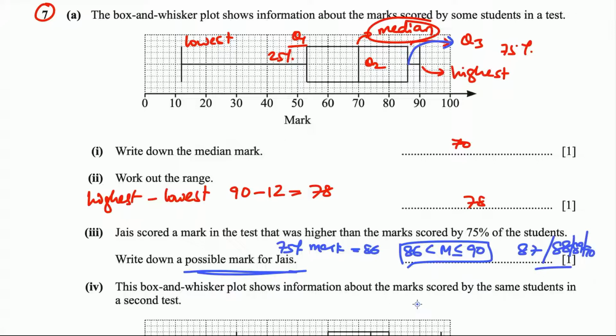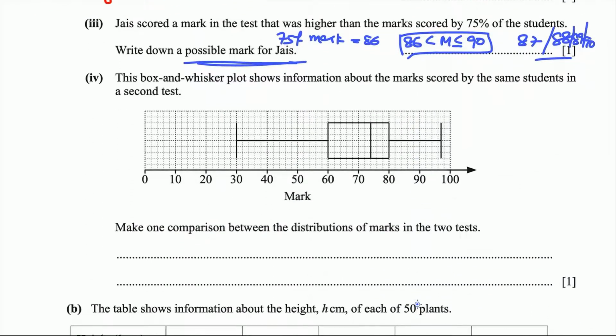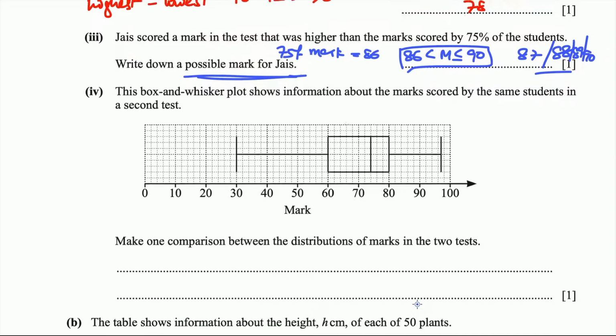All these 4 marks are valid, right? He just needs to get a mark which is greater than Q3, and he can also get the highest mark. They have never mentioned that he is not the highest mark getting student, right? So 87, 88, 89, 90, whatever mark you put, that is the correct answer. Just pick a mark.